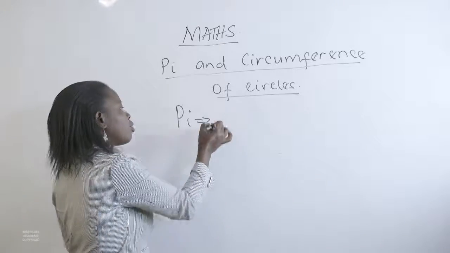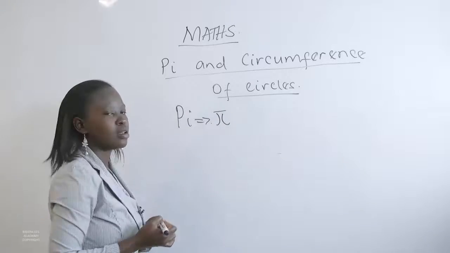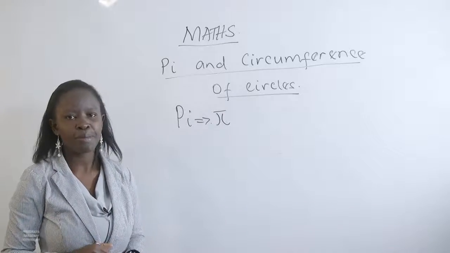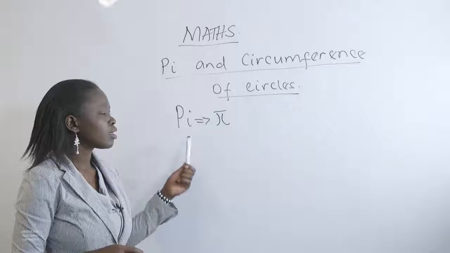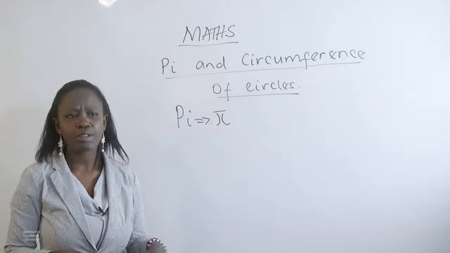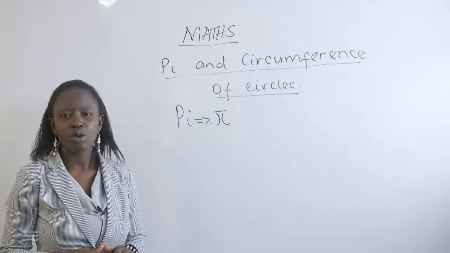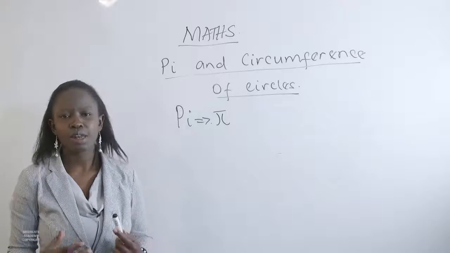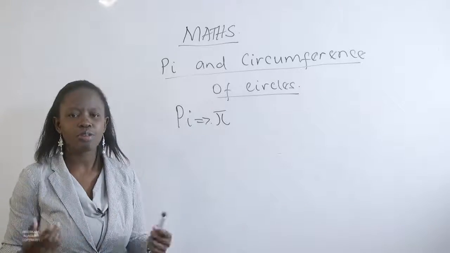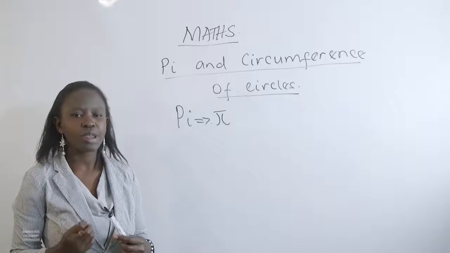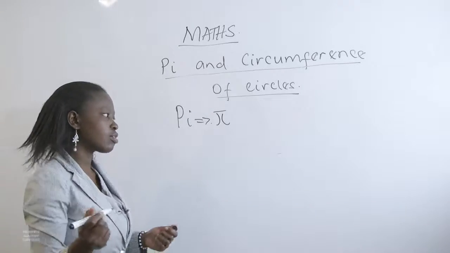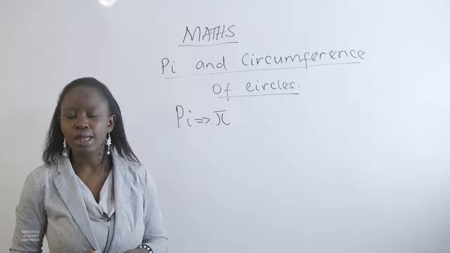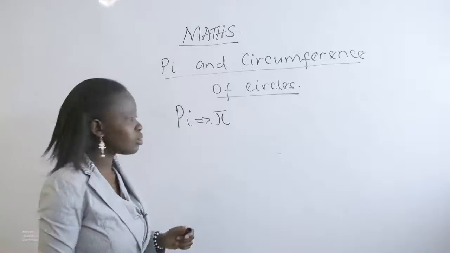So the symbol for pi is that. We are having that indicating that that is pi. And since the ancient times, we've all known that there is a figure that relates the circumference of the given circle and the diameter. So we are talking about a circle, and some given terms that we need to understand.